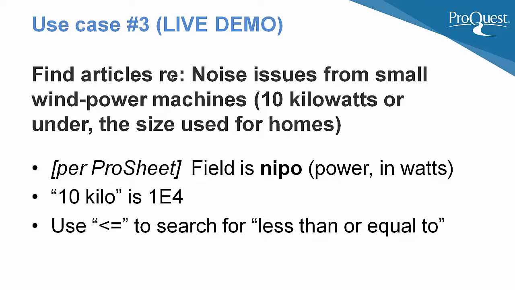And we've done some research. We found out that what we're looking for here is these wind power machines of 10 kilowatts or less. So if we look in the pro sheet, we will see that the field we want is NIPO, that's power in watts. A kilowatt would be 1 plus 3 zeros, so 10 kilowatts is 1E4. And because we want 10 kilowatts or under, we'll use the less than or equal to sign. So that's what we're going to do. Let's go into ProQuest Dialog and do this search in Inspec.